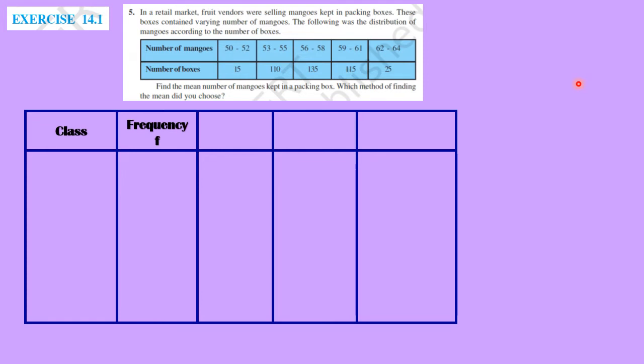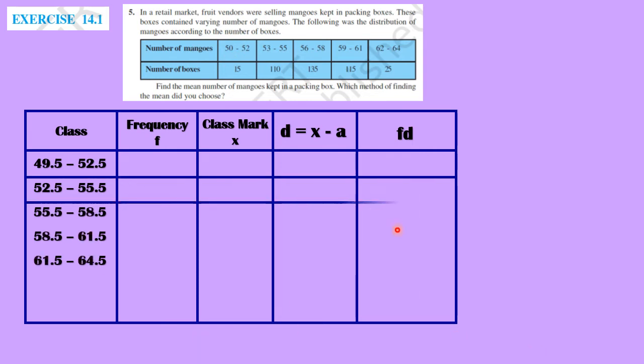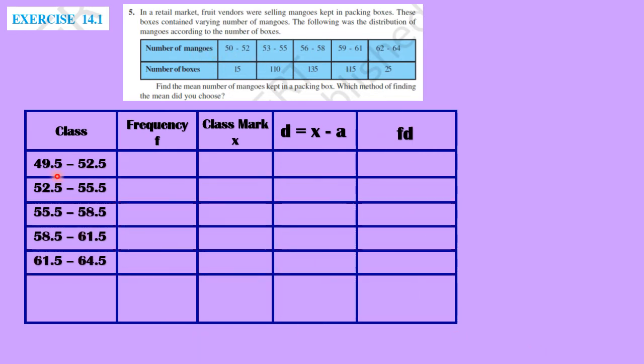Class, then frequency, class mark, D, FD. These are the columns we need. So to make it a continuous class, what we will do is, see 50, we will reduce 0.5 from that, so it will become 49.5. And this 52 upper class limit, we will just add 0.5. So it has become 52.5.